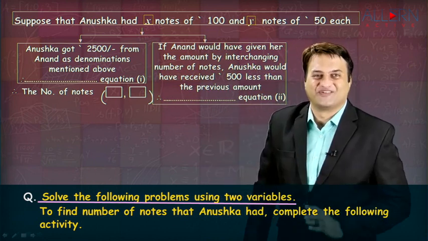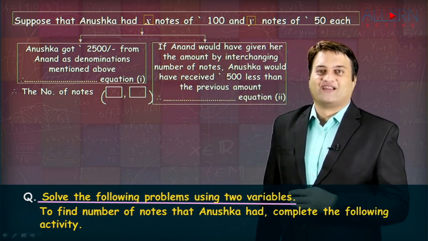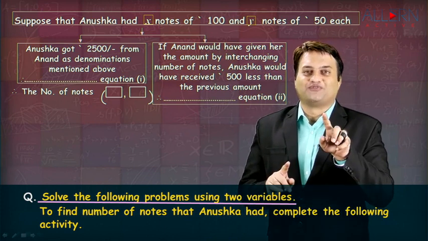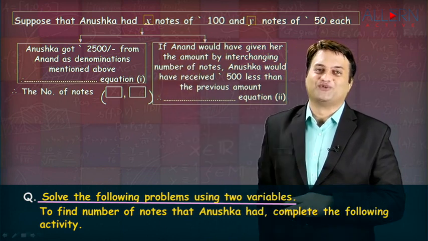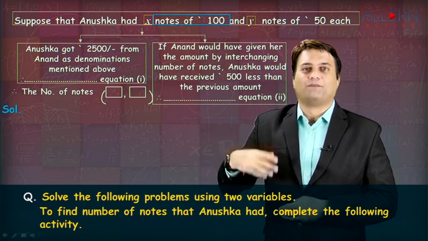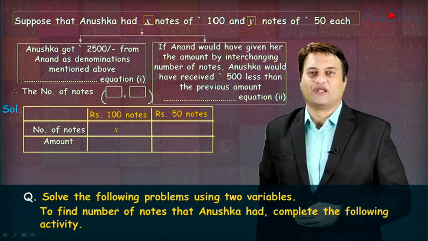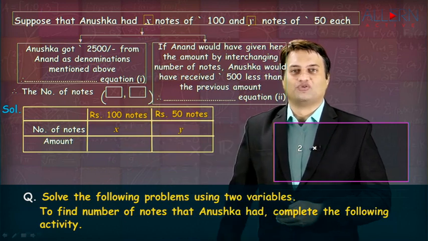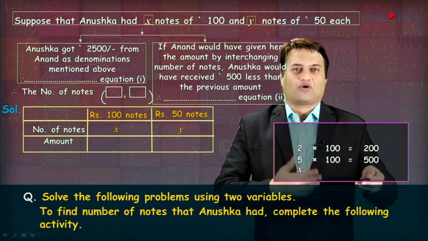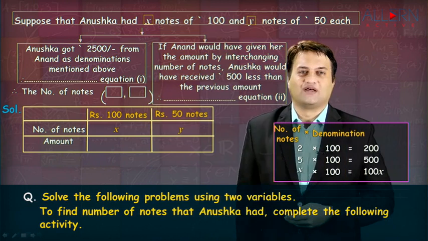Remember this. Now read the question. Anushka got rupees 2500 from Anand as denominations mentioned above. Rupees 2500. So total amount is rupees 2500. So what should be the equation? It should be 100x plus 50y is equal to 2500. This table will make it more clear. The number of 100 rupees notes is x and 50 rupee notes is y. We already saw this concept in the previous slide.